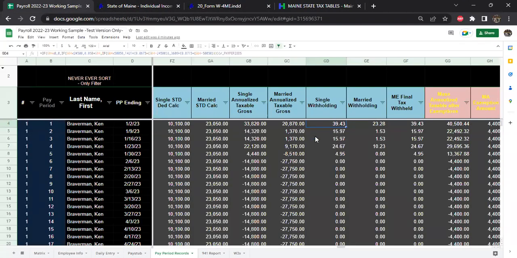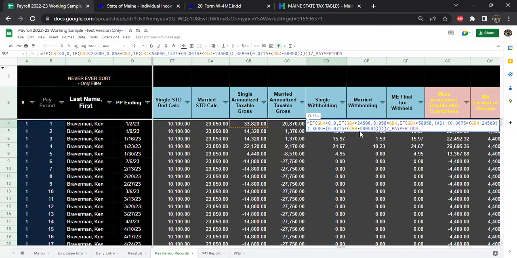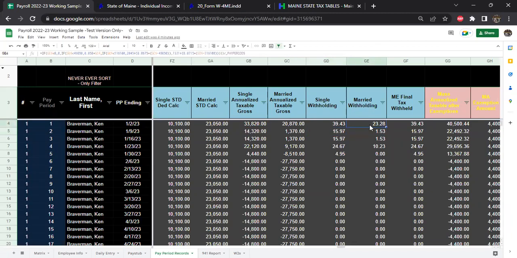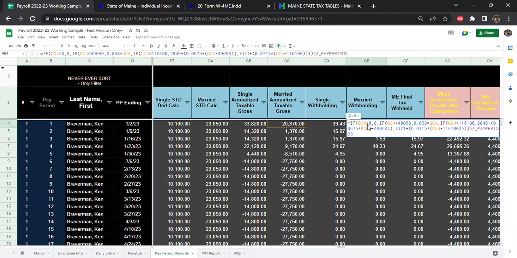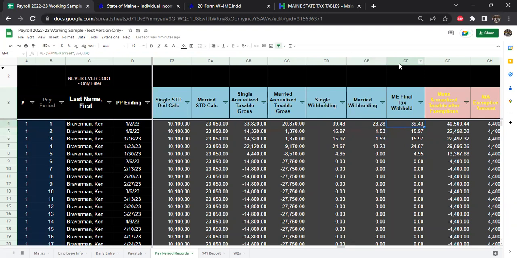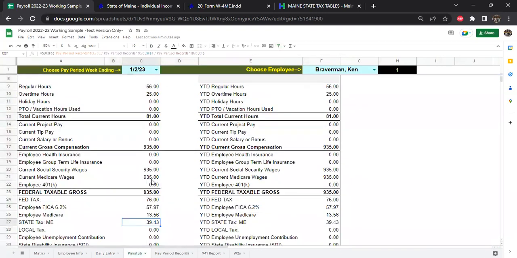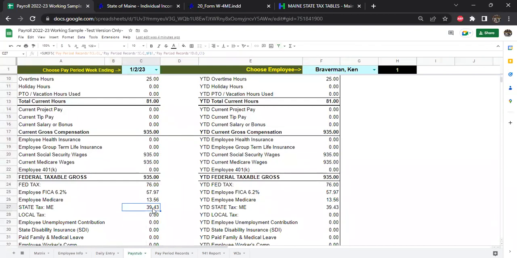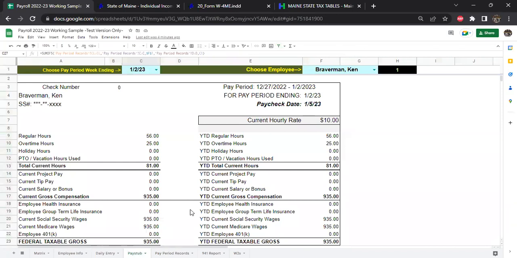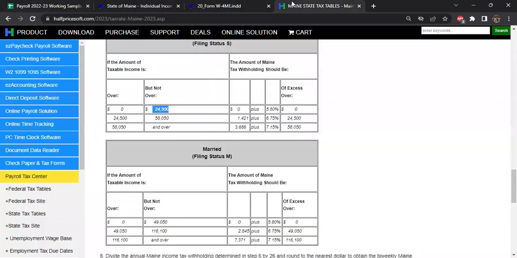So that's what this wage is, and that's what this rate is. One for single, one for married, and then you choose whichever status they were, and that is what the actual Maine final tax withheld is. So on a $935 weekly paycheck, $39.43 comes out as Maine tax. And so that is Maine. So Maine is ready, and Half Price Soft is good.